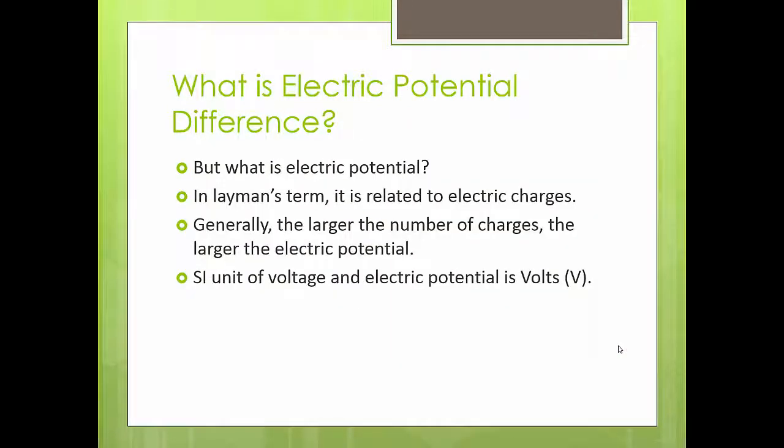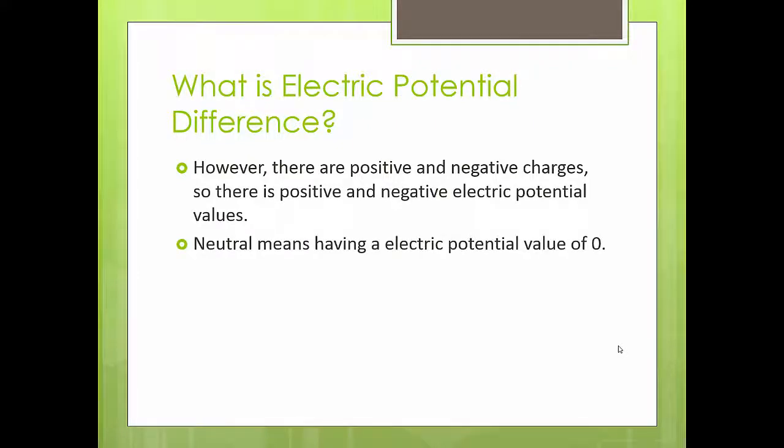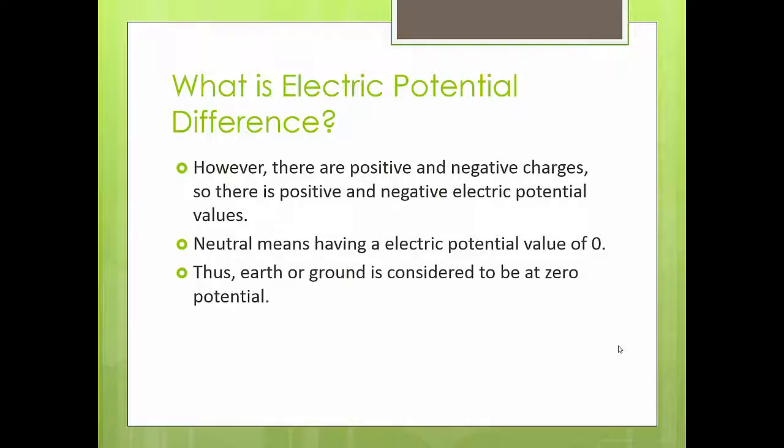But what is electric potential? In layman's terms, it's related to the electric charges, and generally the larger the number of charges, the larger the electric potential, and the SI unit is volts. However, there are positive and negative charges, so there are positive and negative electric potential values. Neutral means having an electric potential value of 0, which means that earth or ground is considered to be at 0 potential.